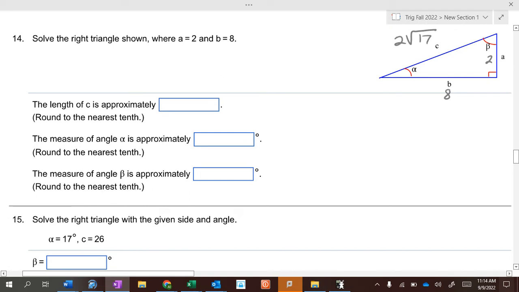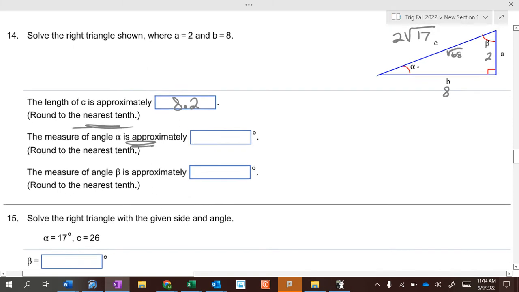Now, do I need that exactly? No. I could do it as square root of 68. Why? Because it says round to the nearest tenth. So it might be easier to just leave it as square root of 68. What is square root of 68 rounded to the nearest tenth? 8.2. Okay. So now we're finding the approximate measure of angle alpha.